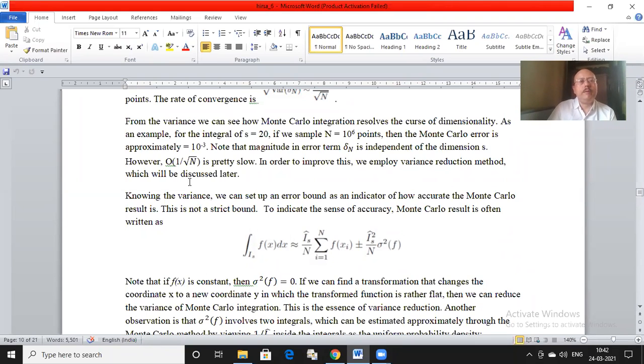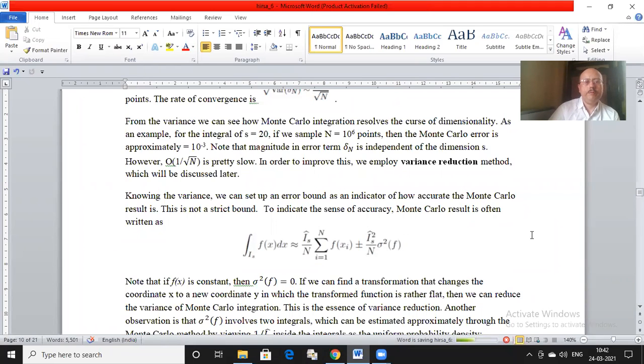However, as we know, 1 by root n is pretty slow. It is not as fast as we would like it to be. To improve that, we will discuss some techniques, and in particular, we will talk about variance reduction methods. Variance reduction is a very popular method in high dimensional statistical work, and that we will discuss later on.